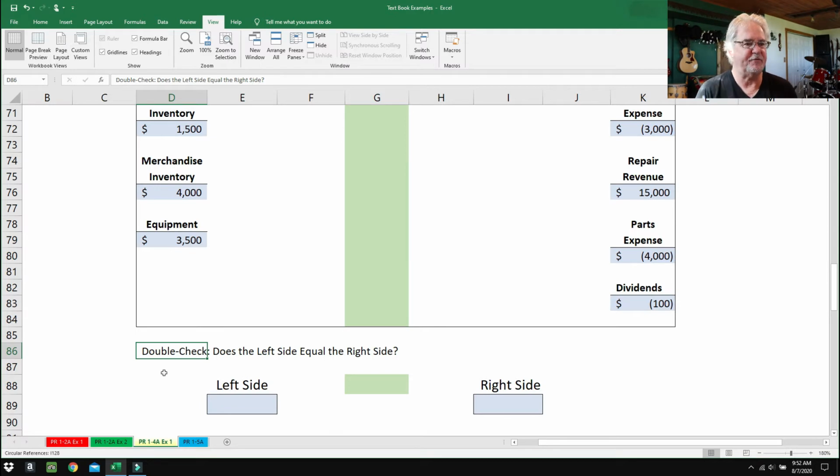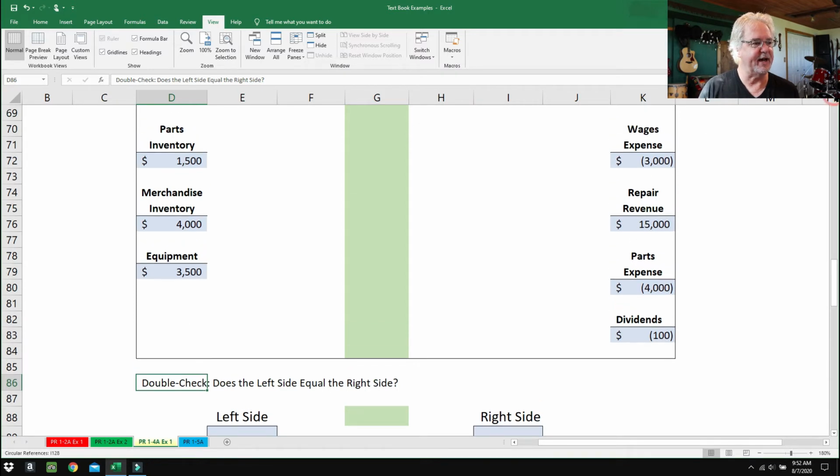Now, we were very careful when we were doing the transactions. I know I was going quite fast, but does the left side equal the right side? I think it does. We were careful every time we entered in a transaction. But what you have to do is a double check. You want to add up the left side. Just add up the left side, see what you got.